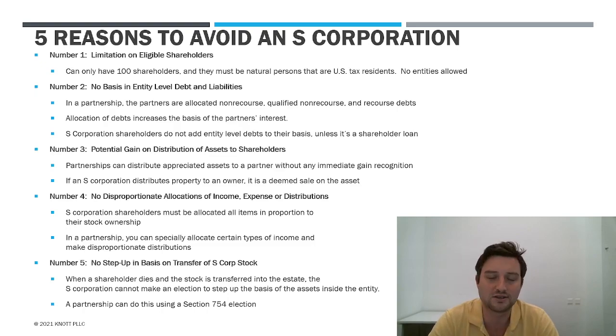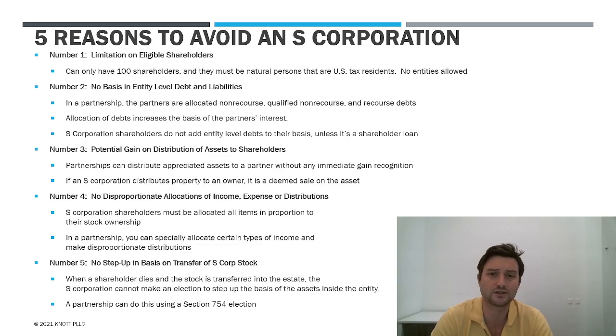Now, the reason why basis is important, because the higher your basis, the more losses you can deduct if they're being allocated to you, and the more cash you can take out of the company without having to recognize any kind of gain on the cash distribution. Now that's important because in an S Corp context, you don't get to add those debts to your basis, right? So on a K1, you'll notice that no debts are being allocated to an S Corp shareholder, and that's because they can't add them to their basis, right? So if you have a heavily leveraged company, you do not want to be structured as an S Corp. You want to be a partnership.